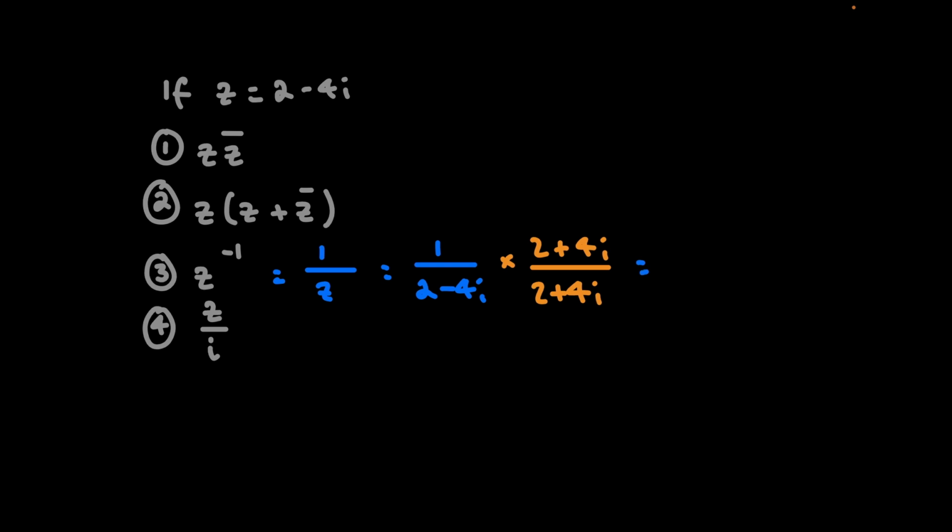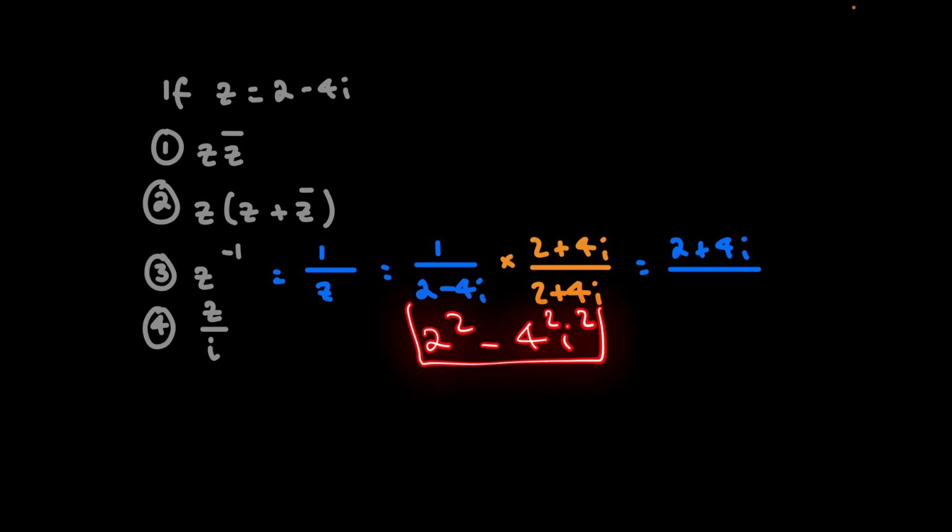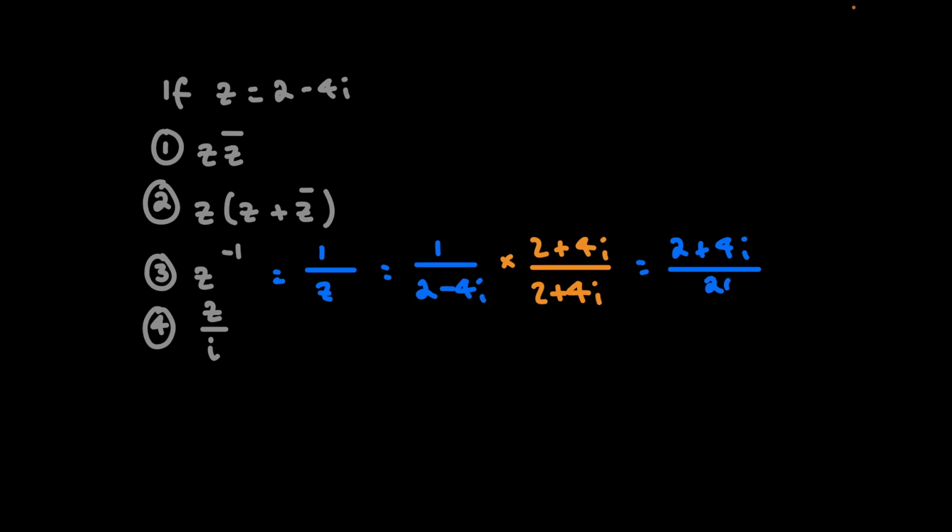So if we do this, we get something like this. And what this evaluates to is, on the numerator, 1 times 2 plus 4i is just 2 plus 4i. And on the denominator, we can use, again, the difference of 2 squares. So this is 2 squared minus 4 squared i squared. And we previously just worked this out as 20. So the final answer for this one is 1 over 10 plus 1 over 5i.